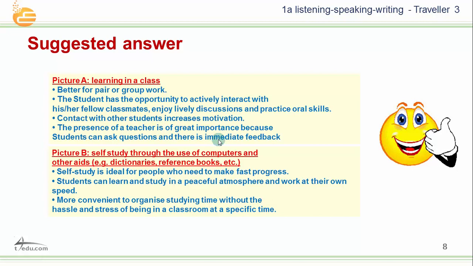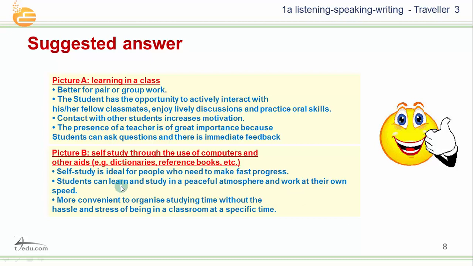or spontaneous feedback. Now, if you choose picture B, which is self-study through the use of the computers and other aids like dictionaries, references, books, and so on, it's a self-study which is ideal for people who need to make fast progress. So you can depend on yourself. You don't have to go 7 hours to school. You can do 14 hours if you like, and you can have some kind of fast progress. Also, students can learn and study in a peaceful atmosphere and work at their own speed.